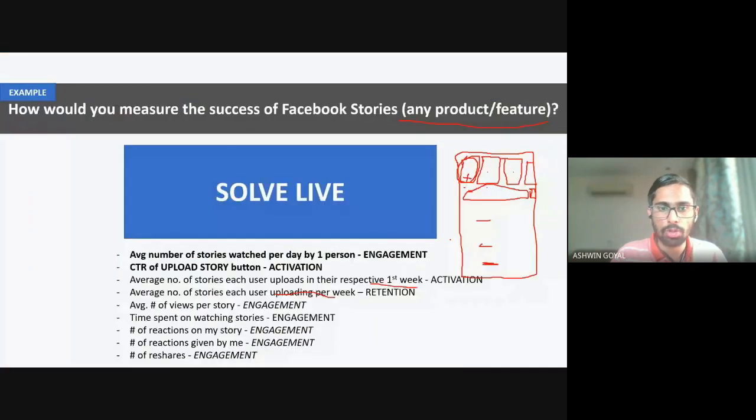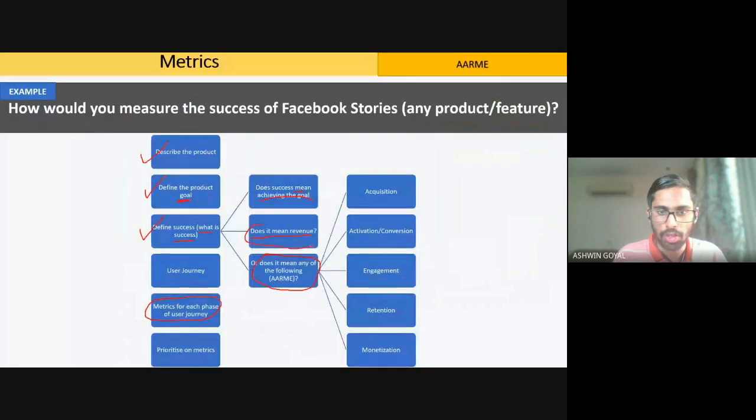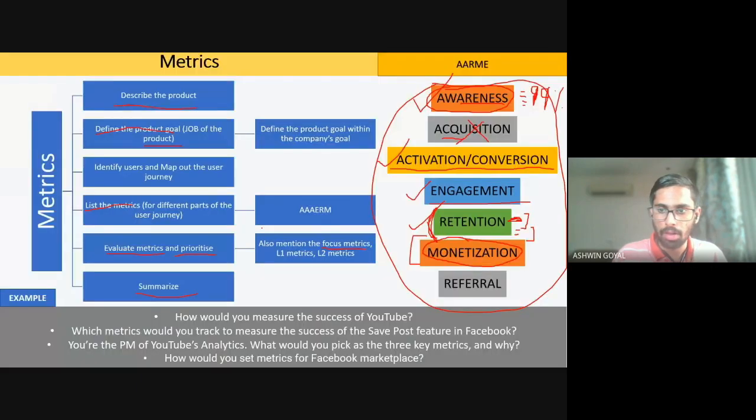Let's say I told you that we just want to focus on revenue, then you would have definitely listed down some different metrics, right? So we need to also keep this in mind. And the last one can be referral. We don't have referral here for Facebook stories, so this is also not applicable here.